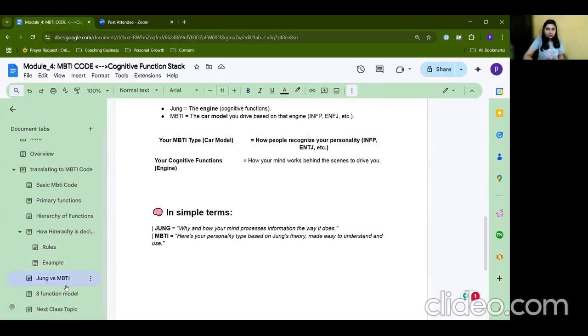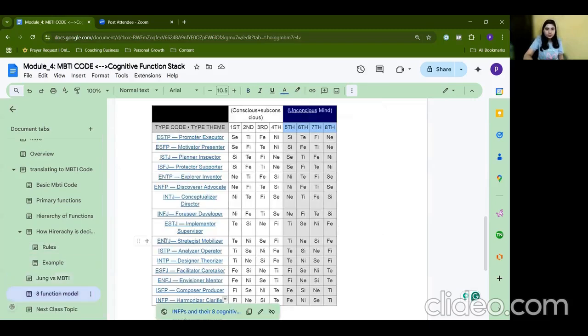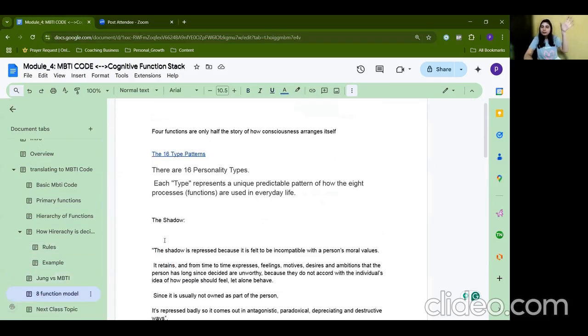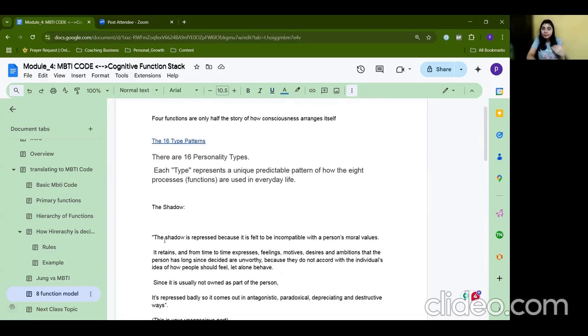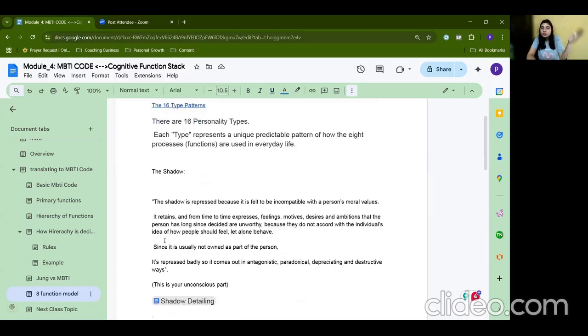Okay. Now we would also discuss the 8 function model. We had discussed the 4 primary processes, the first, second, third, and fourth function. But the first 4 functions are only half the story of how consciousness arranges itself. We use a total of 8 functions, all the 8 functions that Carl Jung had talked about. All right, so there are 16 types of personalities, and each type represents a unique, predictable pattern of how 8 processes are used in everyday life. So your 5th to 8th function is your shadow.